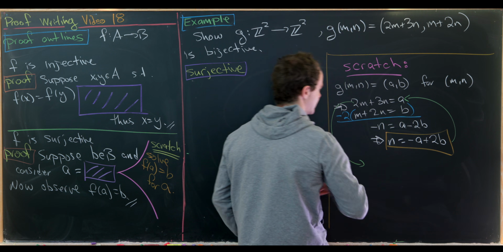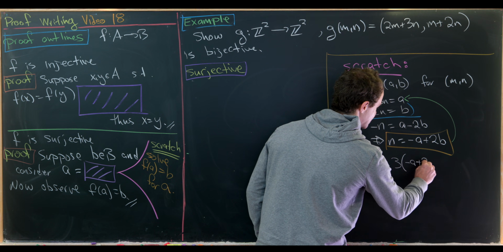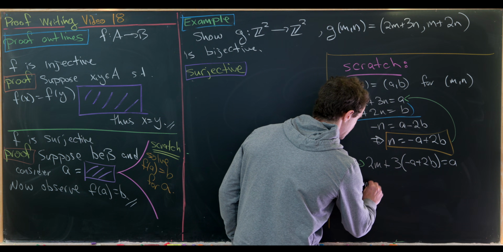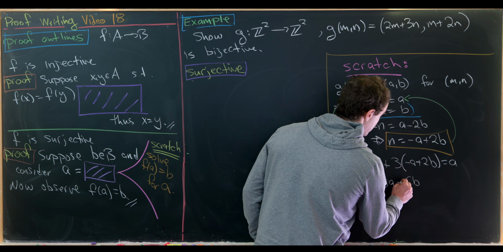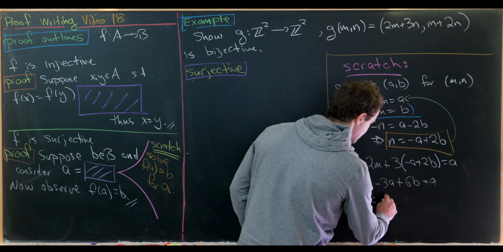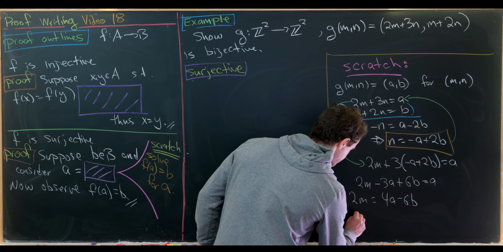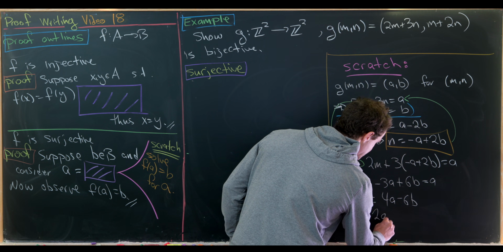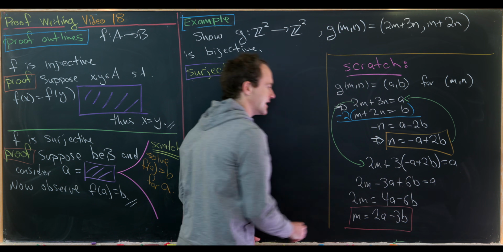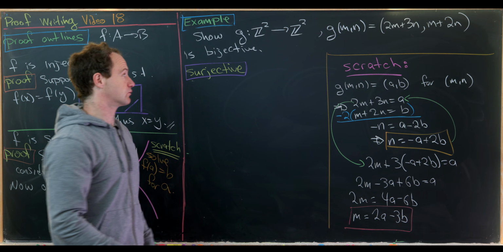So that leaves us with 2m plus 3 times negative a plus 2b equals a. Okay, so that gives us 2m minus 3a plus 6b equals a. So we get 2m equals, let's see, moving that around, we'll have 4a and then minus 6b, which means m equals 2a minus 3b. So there we have it. We have values for m and n that will make this work. Okay, so now we're ready to write this up.